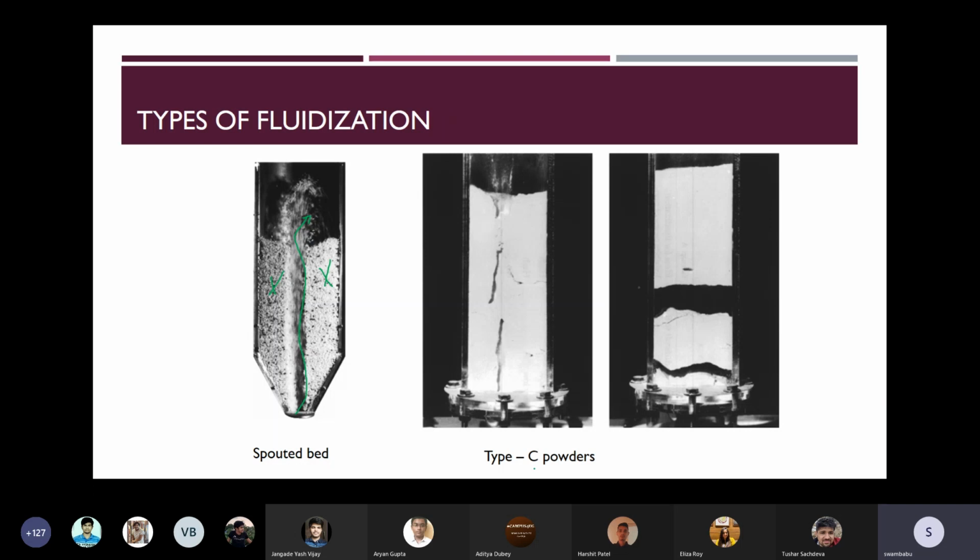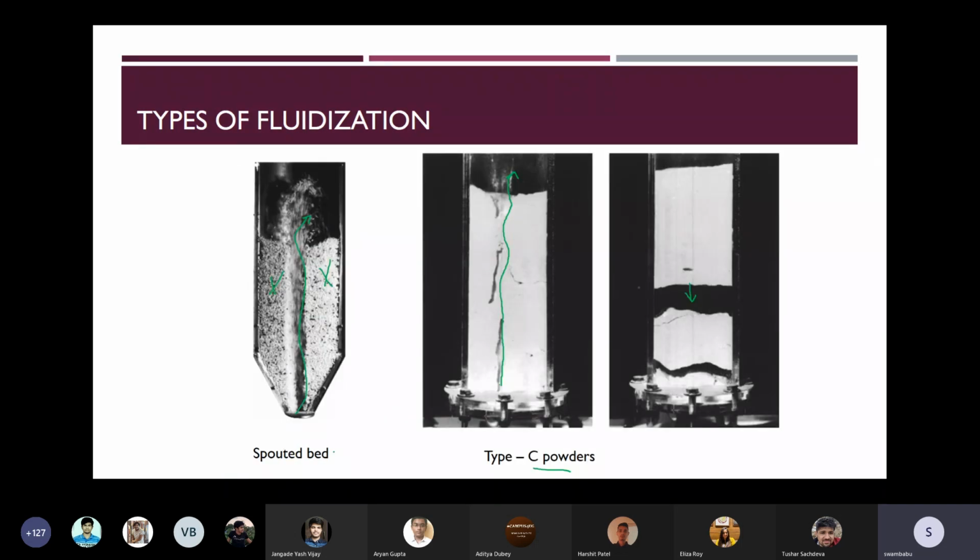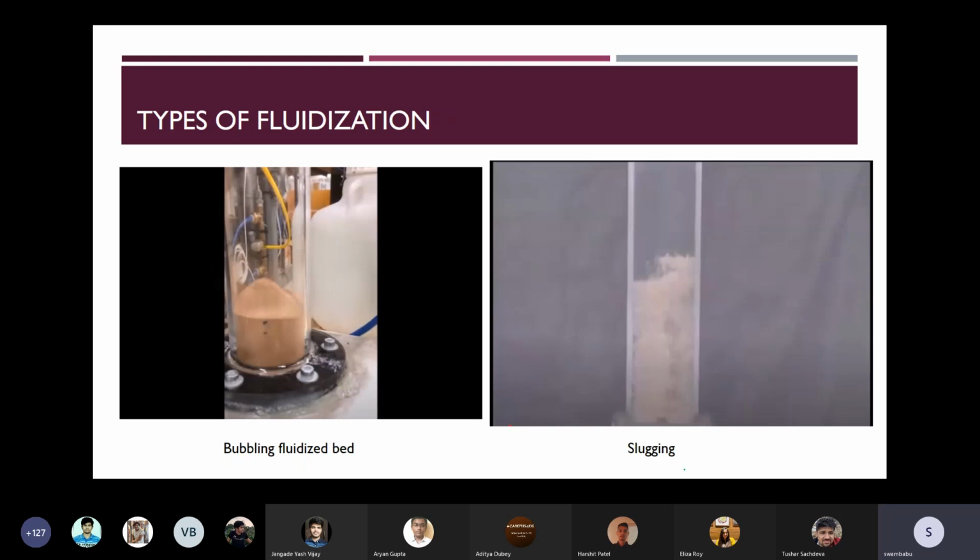If you take highly cohesive powders, instead of uniform mixing, all the particles are stacked together, and you will see only a small channel of gas through which the fluid moves upward. Or sometimes small bubbles will form, and form a big bubble, and the whole bubble will collapse. Again, all the particles will fall back, just like I showed in the spouted bed. So type C powders can lead to a spouted bed or to the slugging condition.